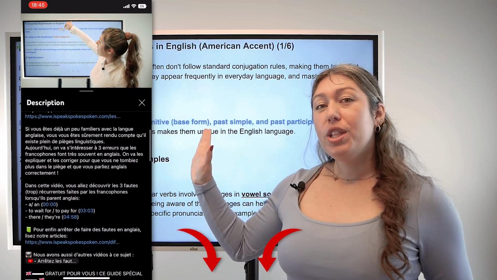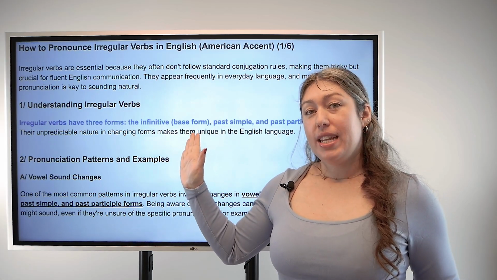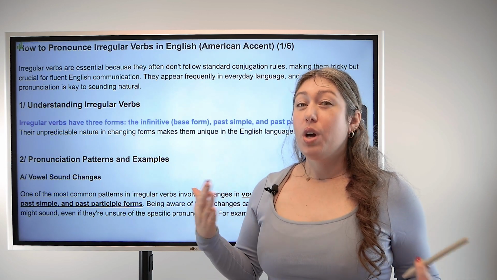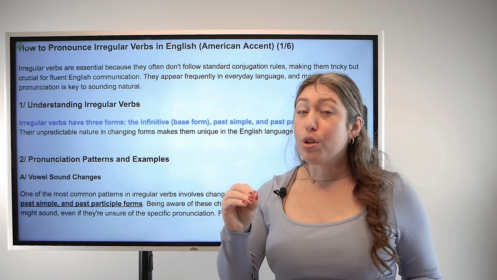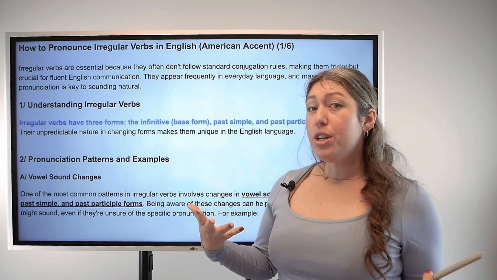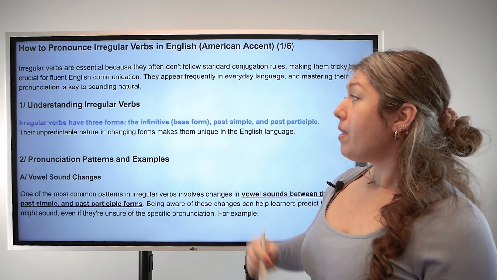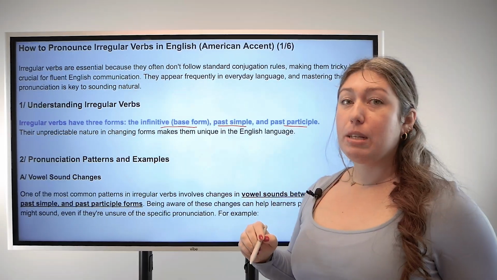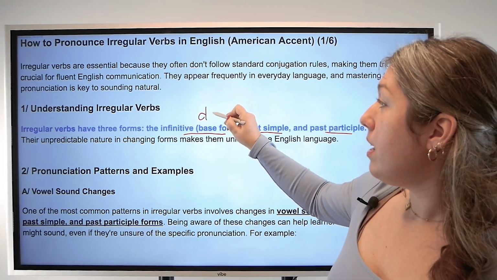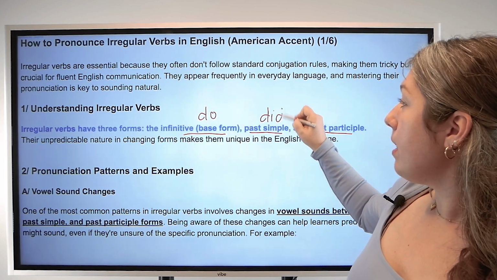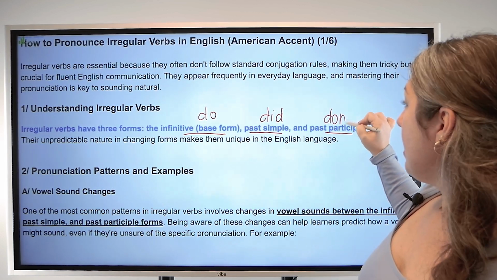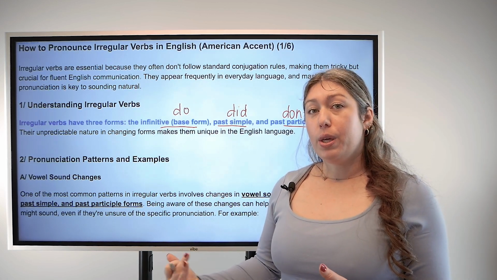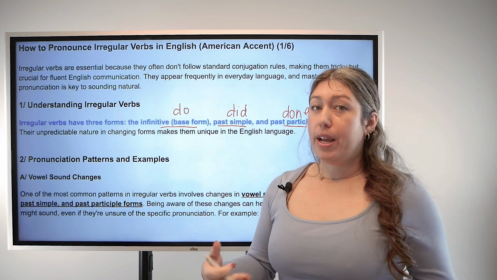So in these slides, we're looking at how to pronounce irregular verbs in English. Irregular verbs are crucial to learn because they don't follow conjugation rules. They're tricky, but they're crucial for fluent English communication. Let's make sure we understand irregular verbs. We have infinitive, past simple, and past participle. For example, do, did, and done. There are some pronunciation patterns and examples that we'll show you to help you learn different irregular verbs.